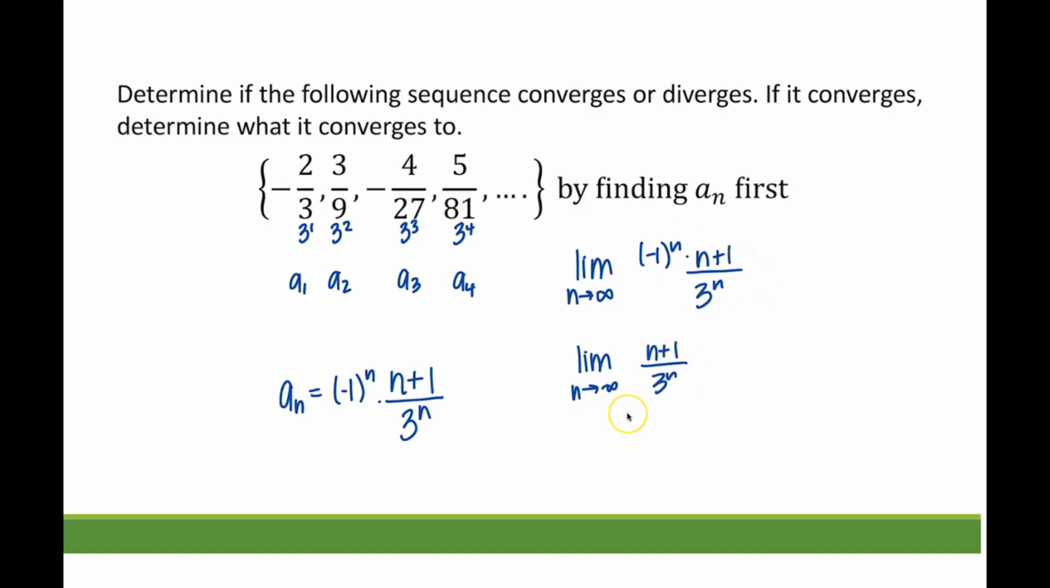Well, it turns out 3 to the n is an exponential, which grows bigger faster than the polynomial n plus 1 on top. So this limit is equal to 0. Therefore, the alternating one is equal to 0. And since that's a real number, we know that our sequence converges. So I'm going to go ahead and sneak that up here. The sequence converges, and it converges to 0.